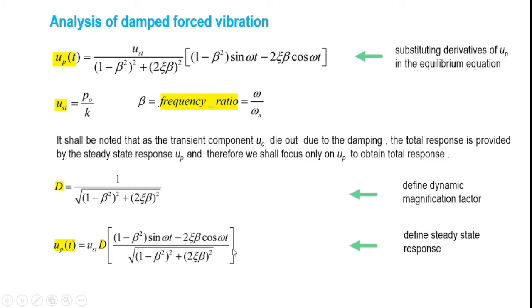Now let us try to simplify this expression further. As you can see, the particular solution UPT is governed by three terms: one is the dynamic magnification factor capital D, the second one is the frequency ratio, and the third term is the damping ratio c. Finally, we have one more term, that is the excitation frequency omega. So all these four terms will affect the response of the system under forced vibration. Now let us try to simplify this equation.